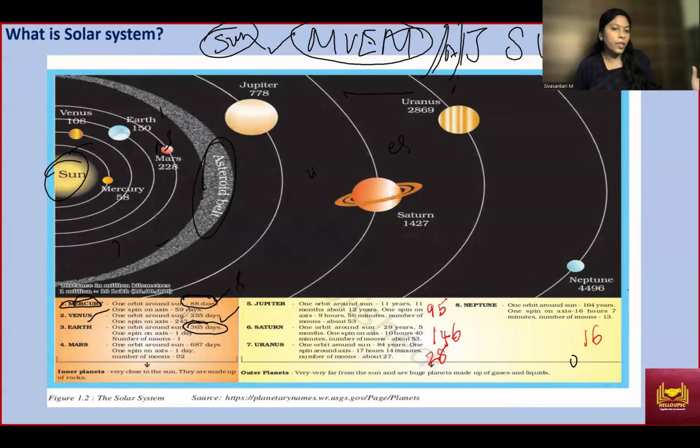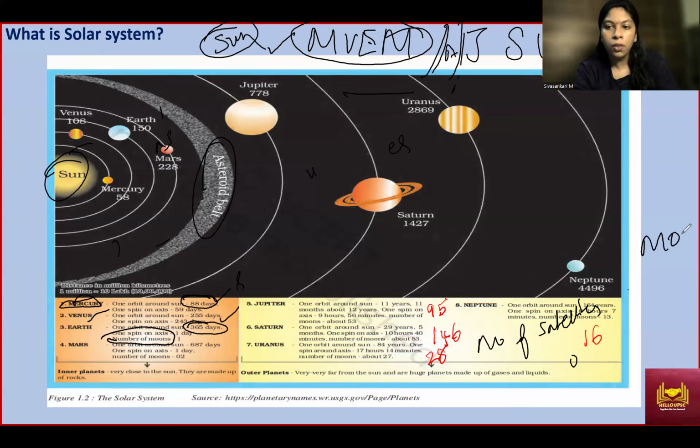Earth takes 365 days. Comparing to Earth, how much time does each planet take to revolve around the sun? This way you have to read it. Then the second thing which you have to read in it is the number of satellites. I will explain what is called a satellite, but in this diagram, there is a word called satellite. You can see this. So for the number of satellites, they have given the name moon.